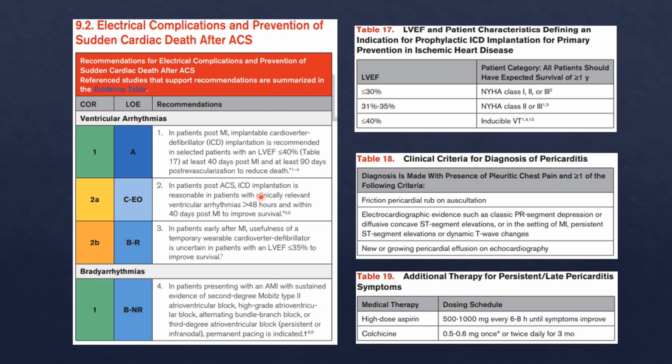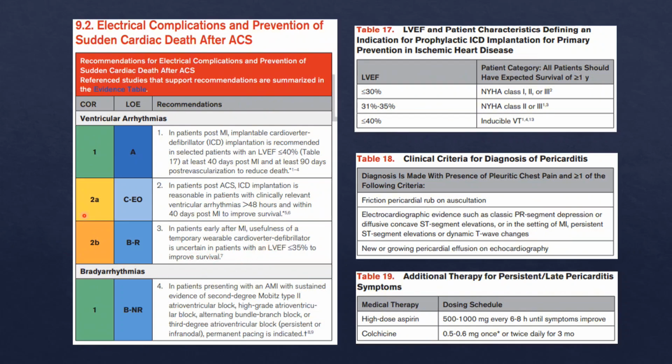For patients with bradyarrhythmias, the guidelines say that if the patient has sustained evidence of second degree Mobitz type 2 AV block, high grade AV block, alternating bundle branch block, or third degree AV block, persistent or infranodal, then permanent pacing is indicated in these patients.